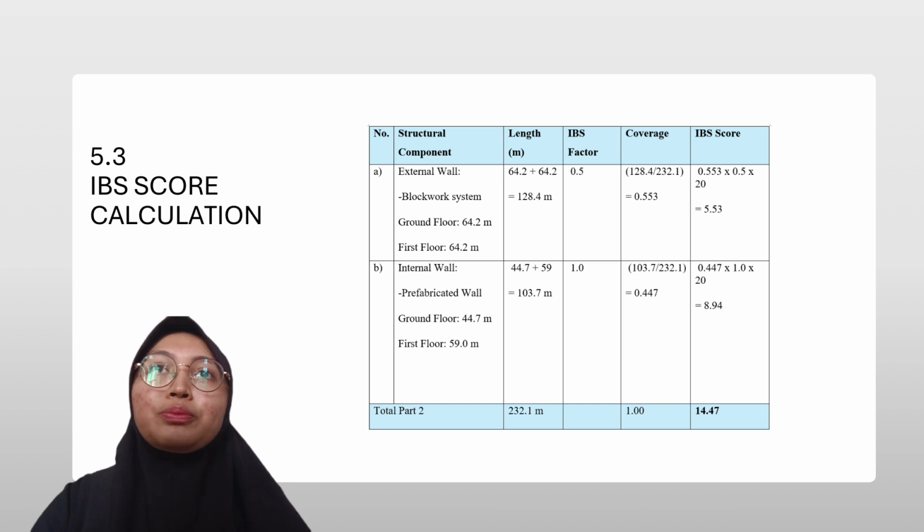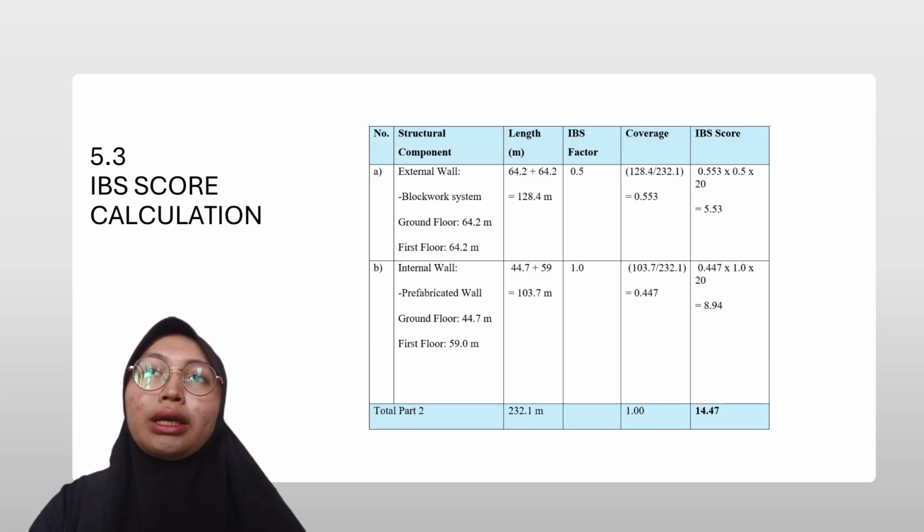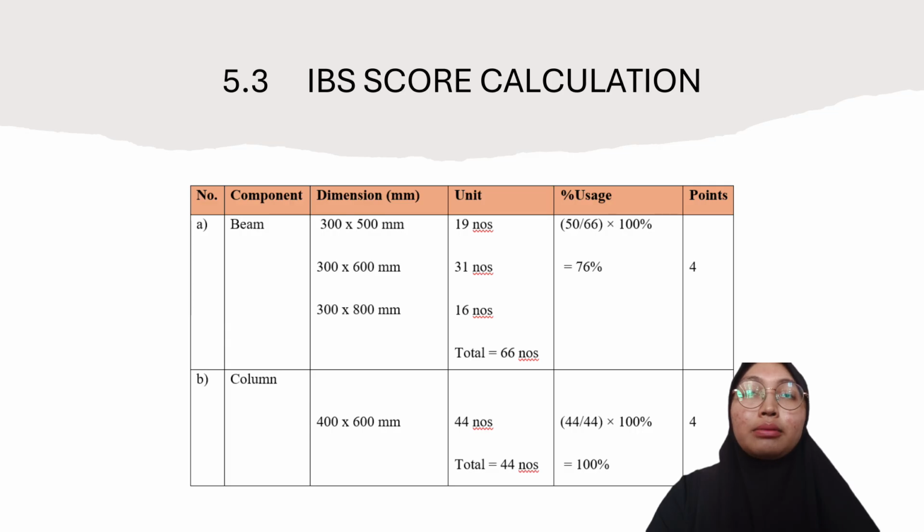For internal wall, I use prefabricated panel with a total length of 103.7 meter. The coverage is 103.7 divided by 232.1, which equals 0.447. The IBS factor for prefabricated panel is 1, so the calculation is 0.447 times 1 times 20, which gives 4.94 points. Adding this together, part 2 equals 14.47 points. Part 3 has 3 subcategories.